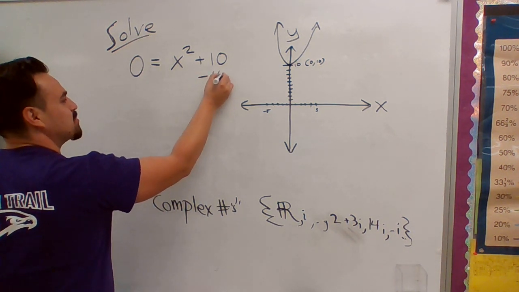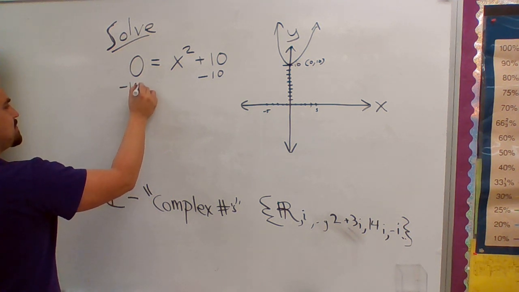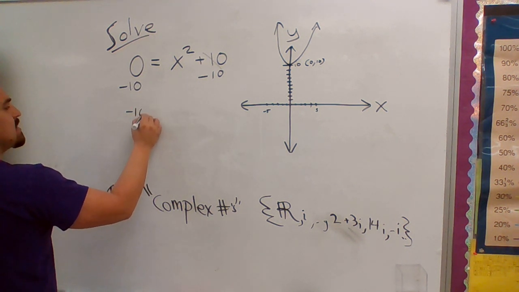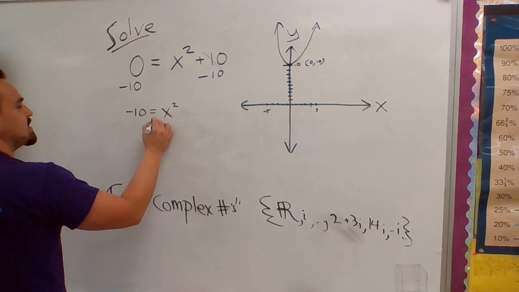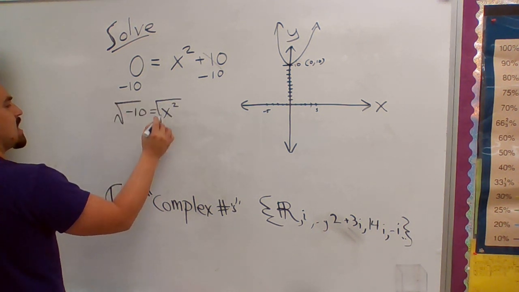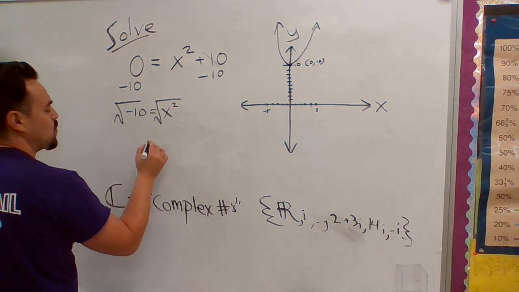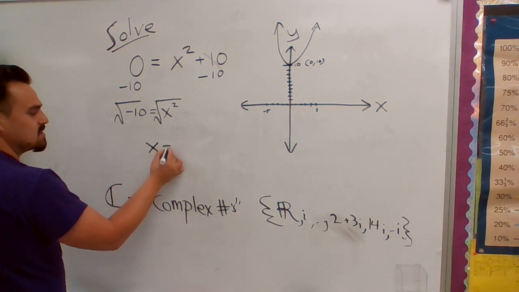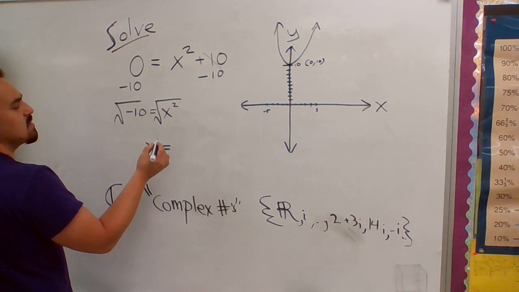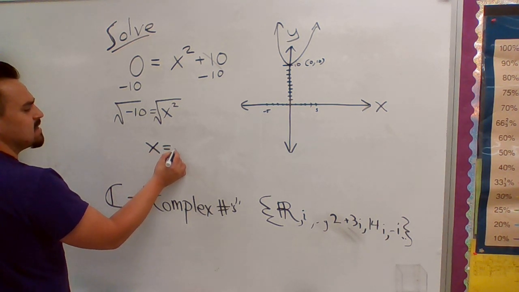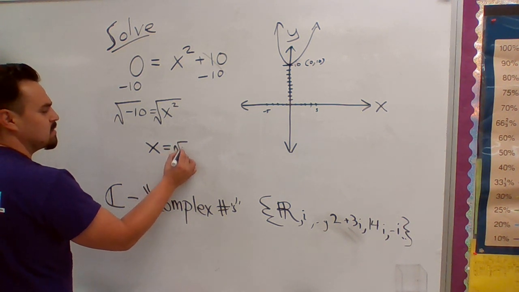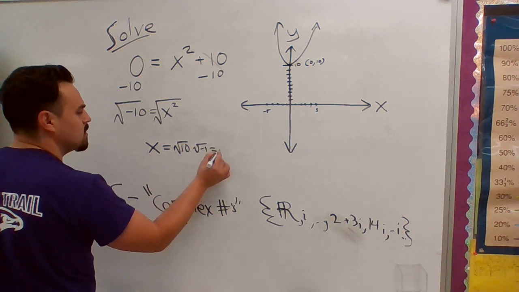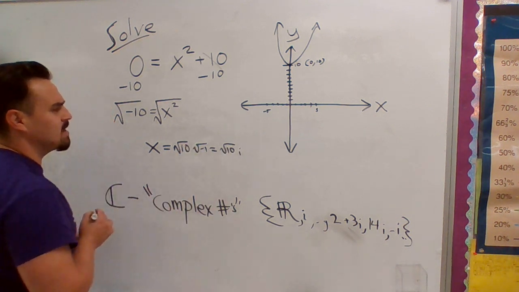Well, let's solve it algebraically since we can't visualize it. 10 to one side, x squared to the other. I'm allowed to do that. That leaves me with negative 10 is equal to x squared. I take the square root of both sides to counteract that square. So I'll be left with x is equal to the square root of negative 10, which is the square root of 10 times the square root of negative 1, or the square root of 10 i.